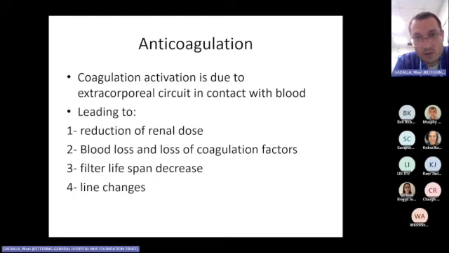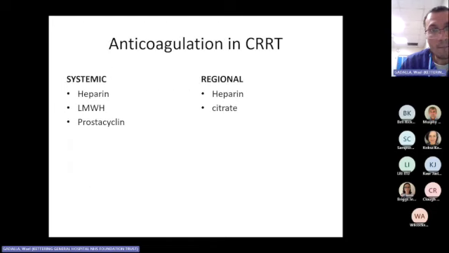It also leads to blood loss of anticoagulation factors, which are consumed in the filter or in the circuit, and also the pores inside the filter will be clotted and decrease the filter lifespan. And also sometimes you have to change the line because it would be already clotted. So we have two types of anticoagulation. It is either systemic anticoagulation, when we give the heparin or Flolan to the patient, or regional or extracorporeal anticoagulation, which can be achieved by heparin and or citrate.